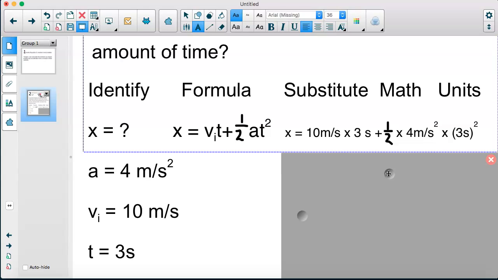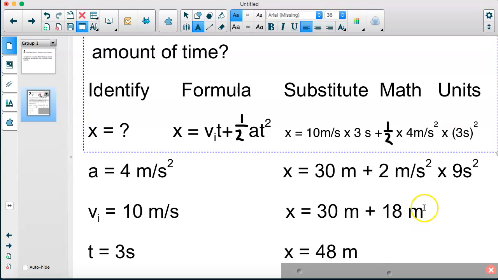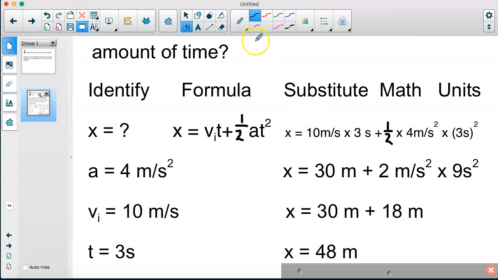Okay, let's see if you did the problem correctly. 3 seconds times 10 meters per second: the seconds cancel out, so we can kiss those goodbye, and we are left with 30 meters.